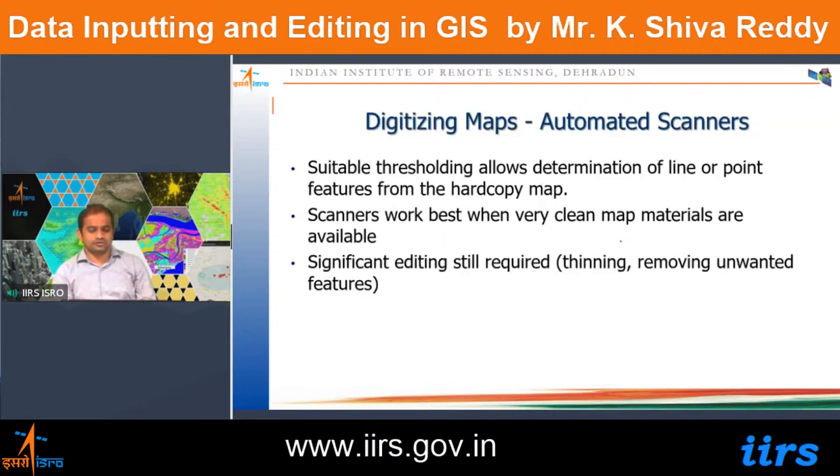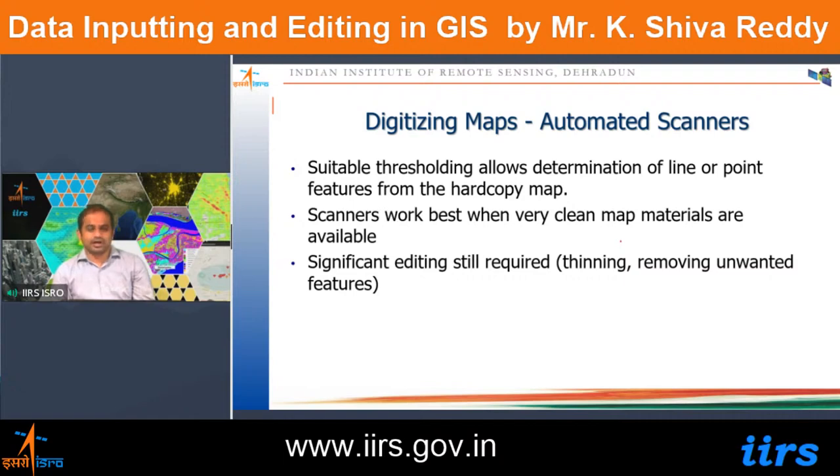Right? Now, if you see automated digitization, this is used for line or point or polygon extraction from the hard copy maps, right? So we have to give some suitable threshold, and of course this hard copy map should be clean and should not have any scars or marks on the map. So if it is very old, say a treasure map, it may have a lot of unnecessary marks and it will confuse the algorithm, so automated scanner will not work, right?